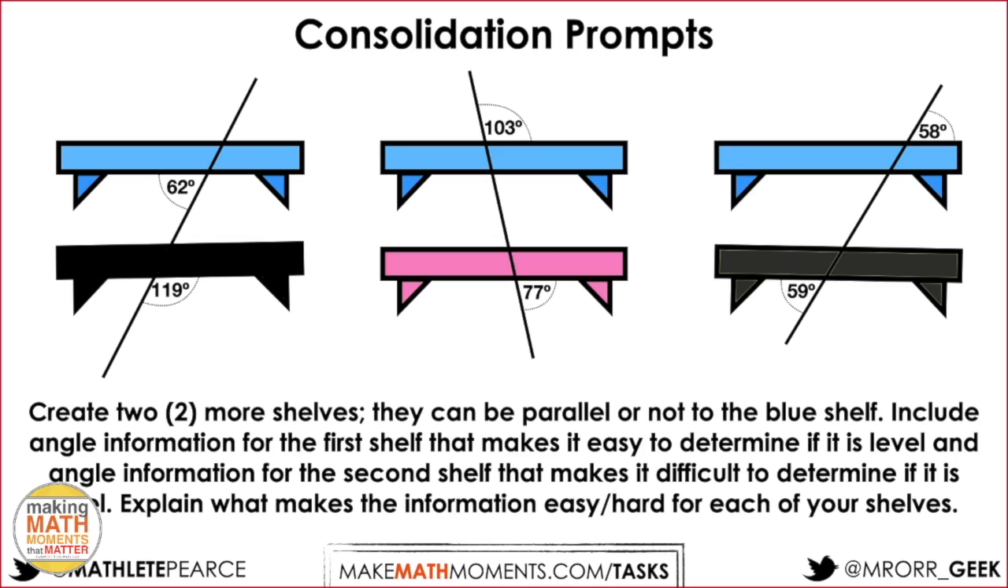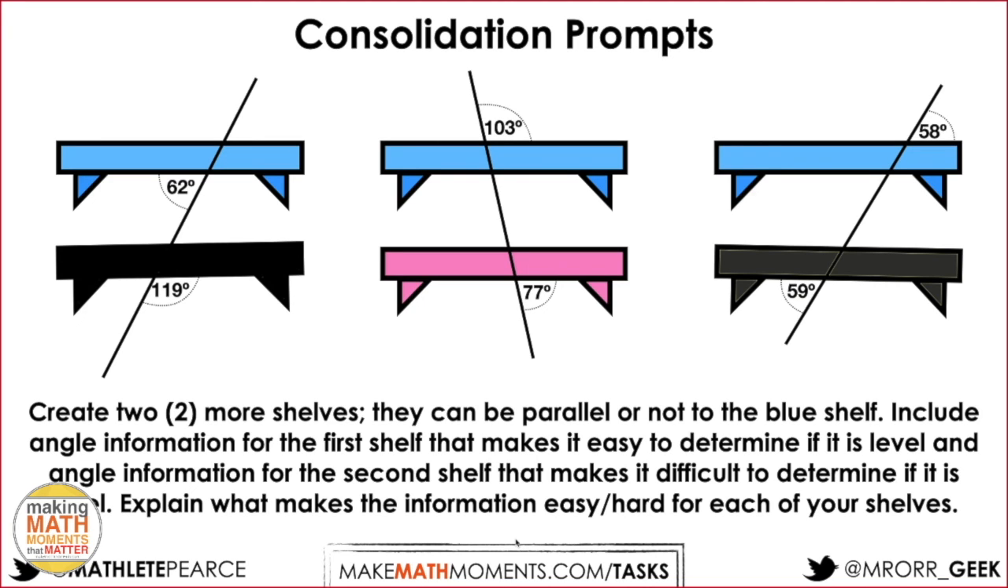All right. What we want them to do is to give the angle information for the first shelf so it makes it easy to determine if it's level, and angle information for the second shelf that makes it difficult to determine if it's level. So you're going to create 2 more shelves. You could call it a turquoise shelf and a beige shelf.